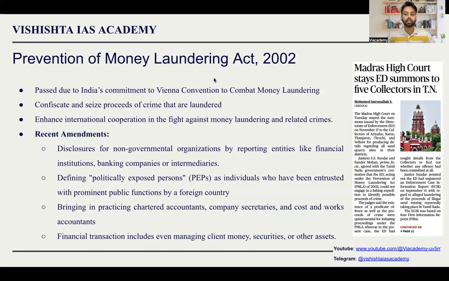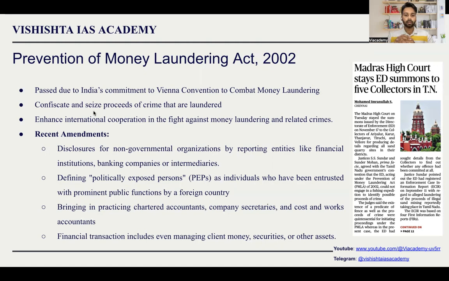With this particular act, India will enhance cooperation with other foreign countries because most of the money laundering that happens does not involve only the Indian market. The money is sent outside of the country, so it will increase cooperation with other countries also. So these are the basics. Recently, in 2023, there was an amendment to the Money Laundering Act. What these amendments are is very important from both prelims and mains point of view.